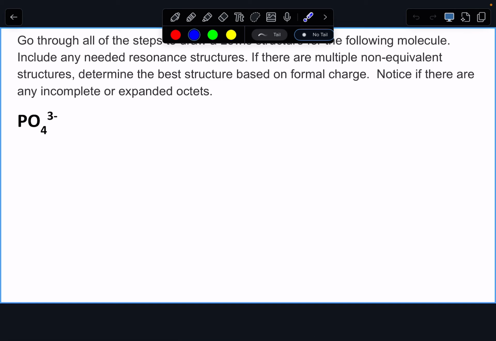So we're just doing this as a warm-up. Assign formal charges too. It's always a good practice.